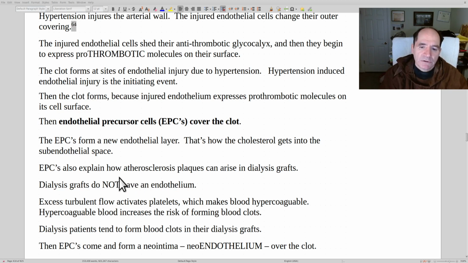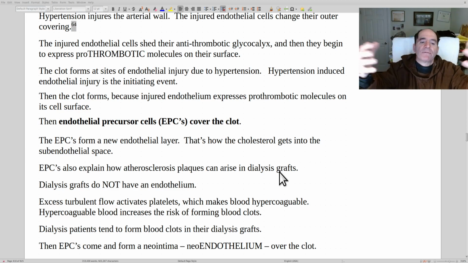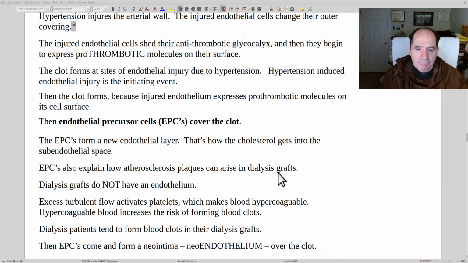Endothelial precursor cells also explain how atherosclerotic plaques can arise in a dialysis graft. In a dialysis graft, you don't have an endothelium, you just have a graft. But the endothelial precursor cells can cover up a clot and, in a sense, make it more similar to a regular artery. Excess turbulent flow activates platelets, so they make the blood more prothrombotic. Hypercoagulable blood increases the risk of forming a blood clot. Dialysis patients tend to form blood clots in their dialysis grafts. The endothelial precursor cells come and form a neointima, a neoendothelium, over the clot.